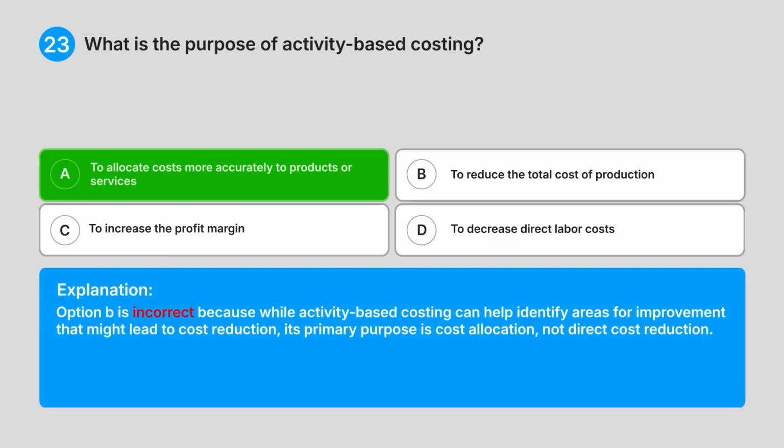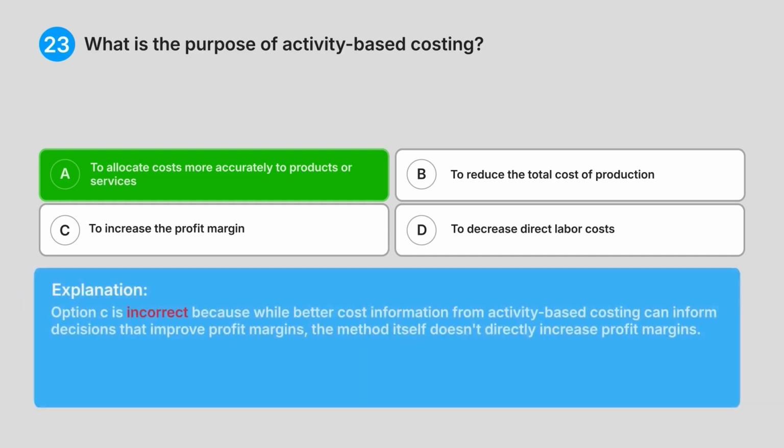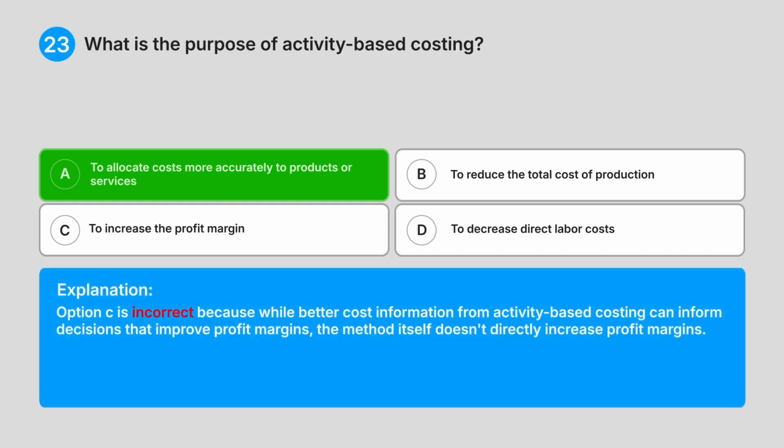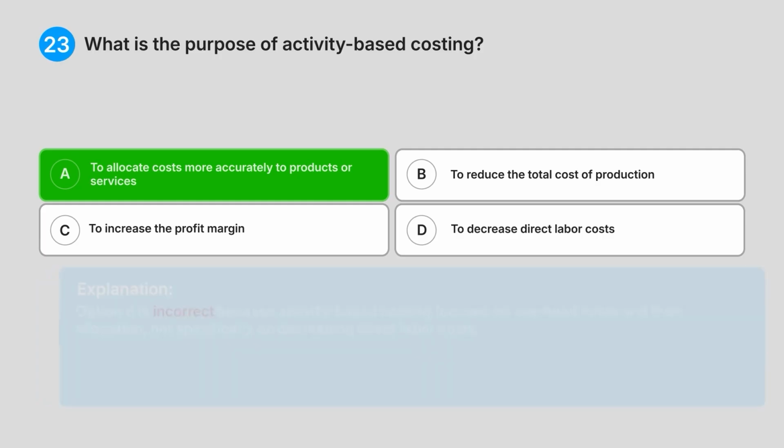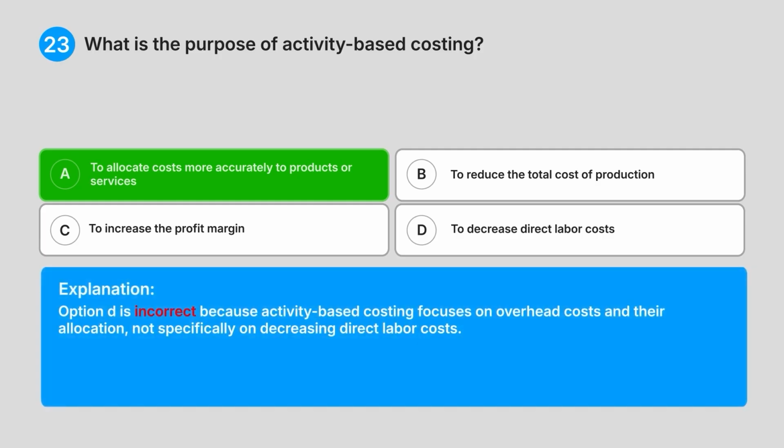Option B is incorrect because while activity-based costing can help identify areas for improvement that might lead to cost reduction, its primary purpose is cost allocation, not direct cost reduction. Option C is incorrect because while better cost information from activity-based costing can inform decisions that improve profit margins, the method itself doesn't directly increase profit margins. Option D is incorrect because activity-based costing focuses on overhead costs and their allocation, not specifically on decreasing direct labour costs.